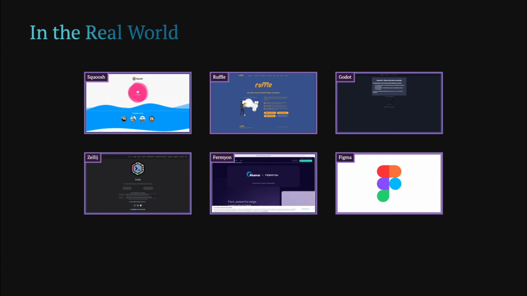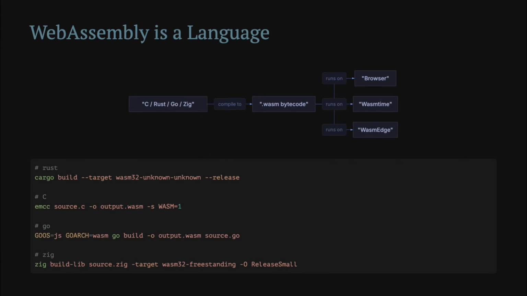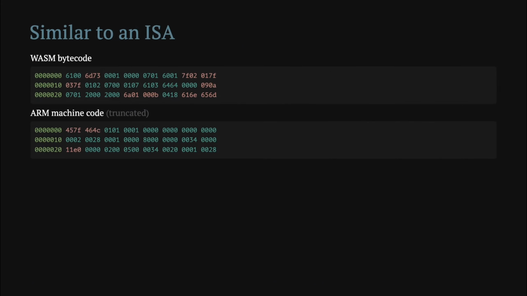So what is it? WebAssembly is fundamentally a language. It's a language that is also a compile target, so you can compile your programs written in C, Rust, Go, and Zig to WebAssembly. This WebAssembly is then run by an engine of sorts. If you're familiar with how the JVM bytecode works, it's kind of like that. We're compiling to a bytecode format which looks like assembly. It was developed as a web standard, thus the name WebAssembly.